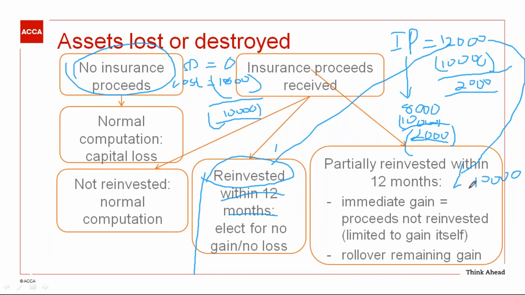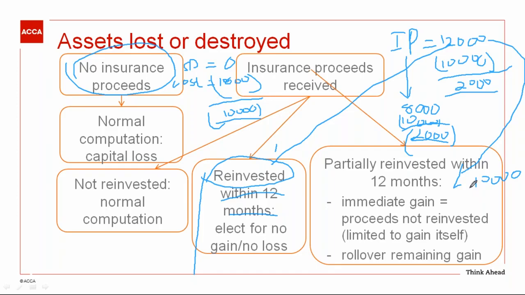So how much did you not spend? £2,000. You received 12,000 and used £10,000 to buy a replacement asset. The balance of £2,000, you did not use. So that balance of £2,000, which you did not utilize from the insurance proceeds, will be subject to CGT. On the remaining amount, you can defer or postpone the gain to the future.